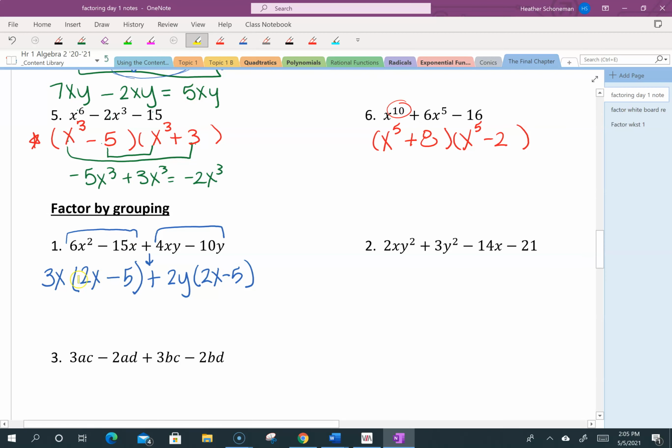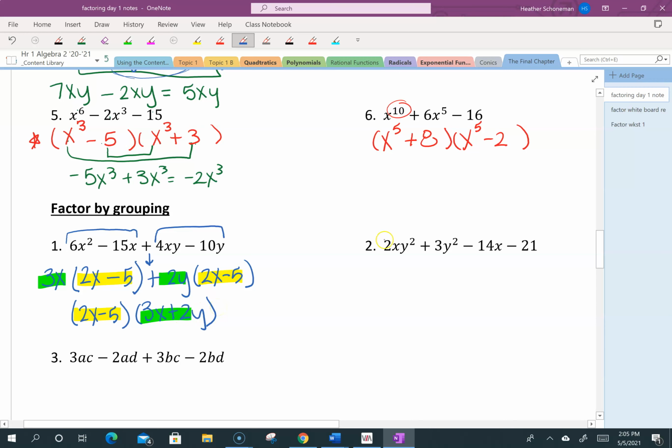If you factored it correctly, and it is factorable, the parentheses will match. So I'm going to make one parentheses with what matches, 2x minus 5, and then a second parentheses for what they split, which would be the 3x plus 2y. Okay, let's try this again.